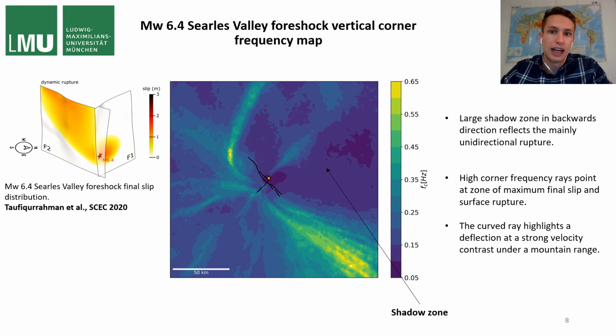Then there are again high corner frequency structures that point to the area of maximum accumulated slip and major surface rupture, but this time they sometimes have angles of nearly 90 degrees to the rupture.